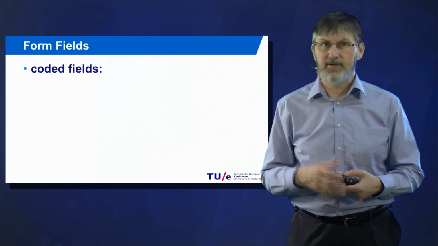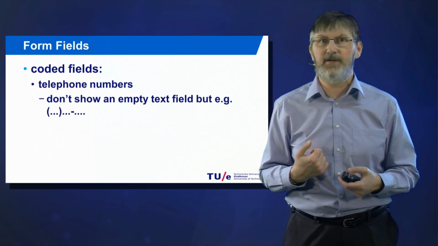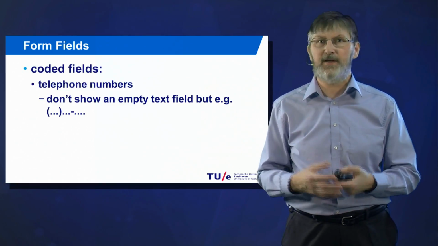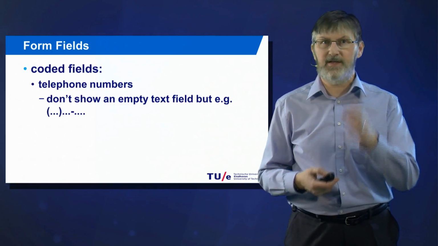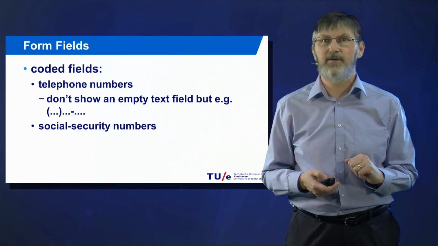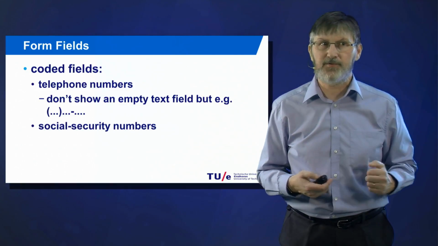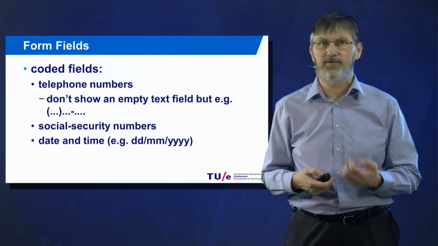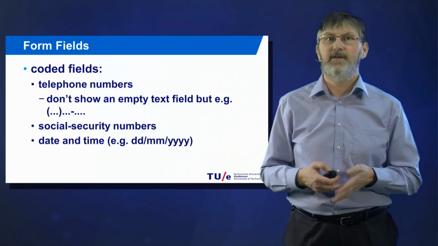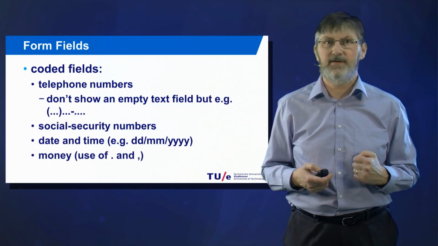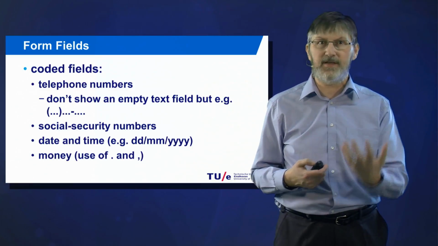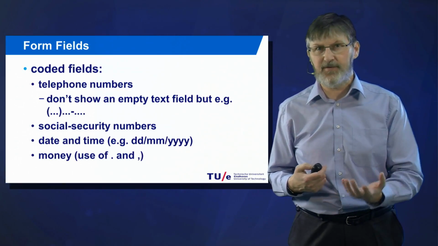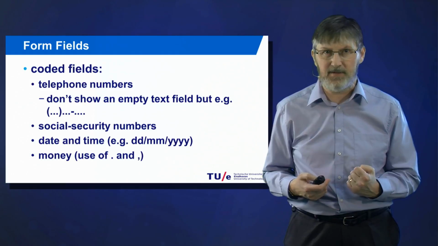Form fields can have coded fields. So telephone numbers, for instance, must very likely satisfy a certain syntax. The form should indicate exactly how that should be done. Same can be true for social security numbers and bank accounts, but they all have certain constraints that can be indicated on the form. Dates, similarly, and money also indicate what is the difference in interpretation between a period and a comma, which is different in the European convention and the American one.